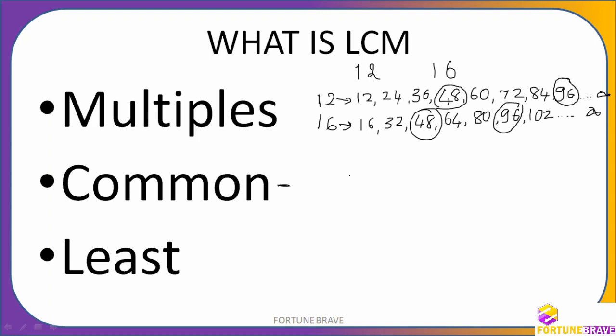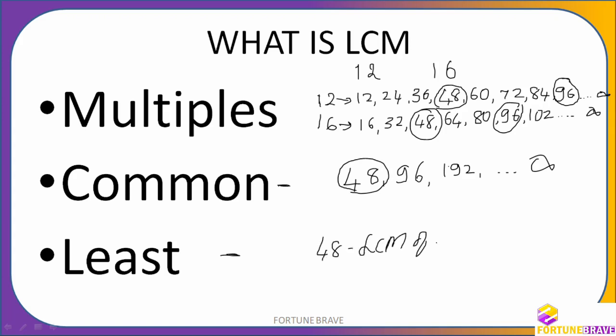That is what LCM is all about. So 48, 96, then 192, and so on. A lot of numbers will be common here. I left out the ones in between. So now what is the least here? Least is 48. So 48 is your LCM of 12 and 16. That is understood. So you have to find the multiples, then the common ones, and out of those the least.